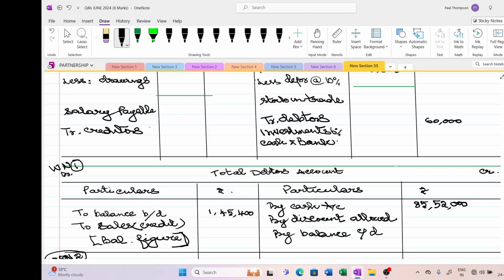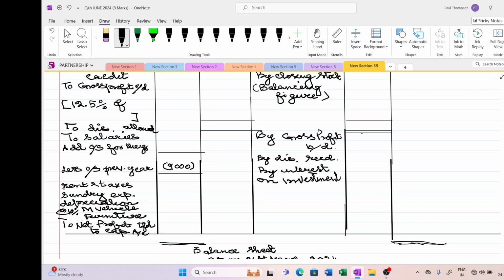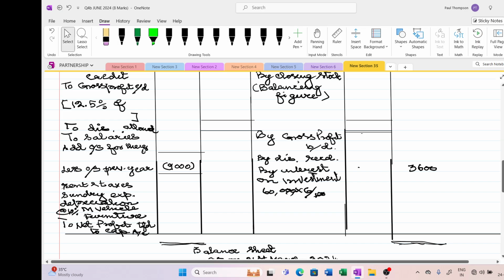First, don't be in a hurry to close any account. First, post everything. Interest on investment will go to my P&L account. Interest on investment is 3,600. You should check this also, because they have given 60,000 investment at the rate of 6%. You should also see whether there is any outstanding. So this comes to 3,600, so there is no outstanding. Clear? Now I am moving on to the cash and bank payment side.